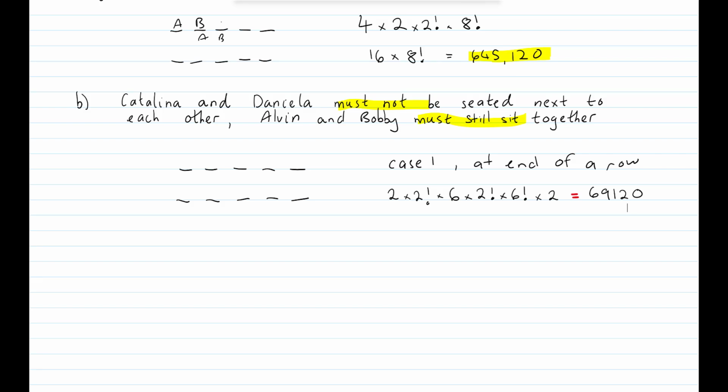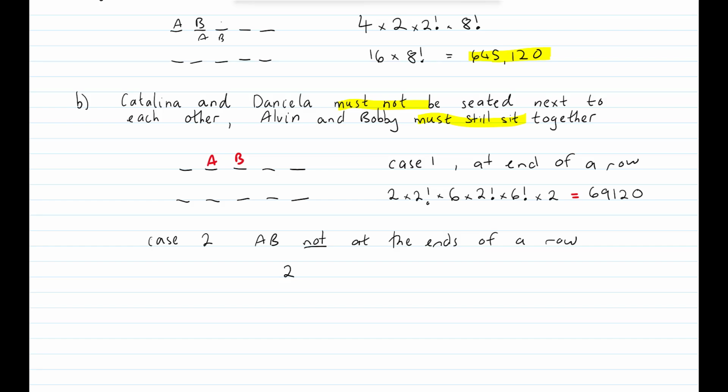And now we'll consider case 2, so A and B not at the ends of a row. Okay, so if we picture this, we could put them there. So we've got 2 rows. So we'll start with our 2 again.